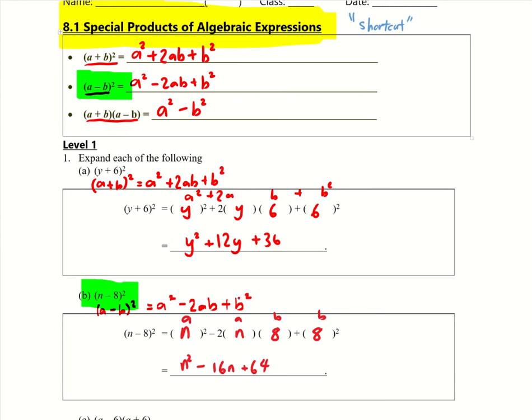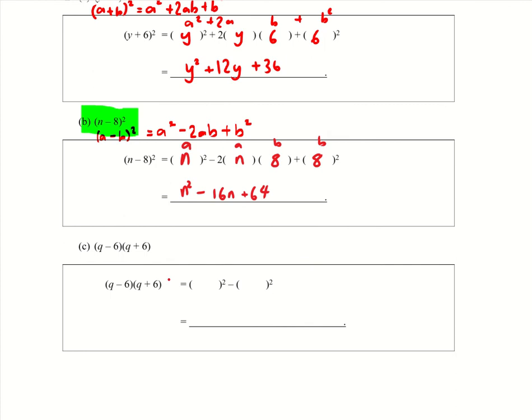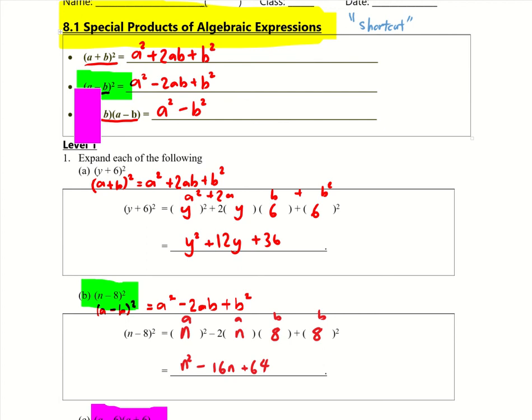Quite straightforward. So let's take a look at the third one. I have q minus 6 and q plus 6. You realize that q minus 6 and q plus 6 will follow this form a minus b, a plus b. Although it's reversed, your a minus b and a plus b is actually the same as a plus b, a minus b.